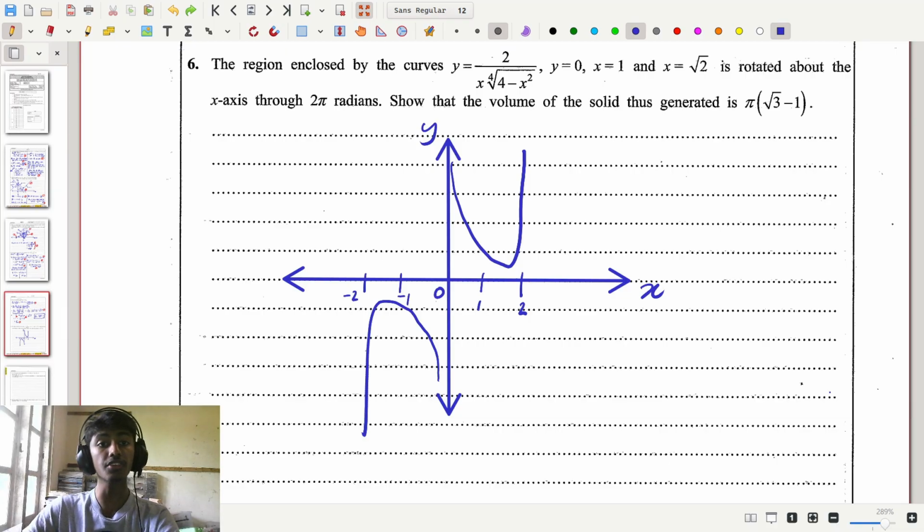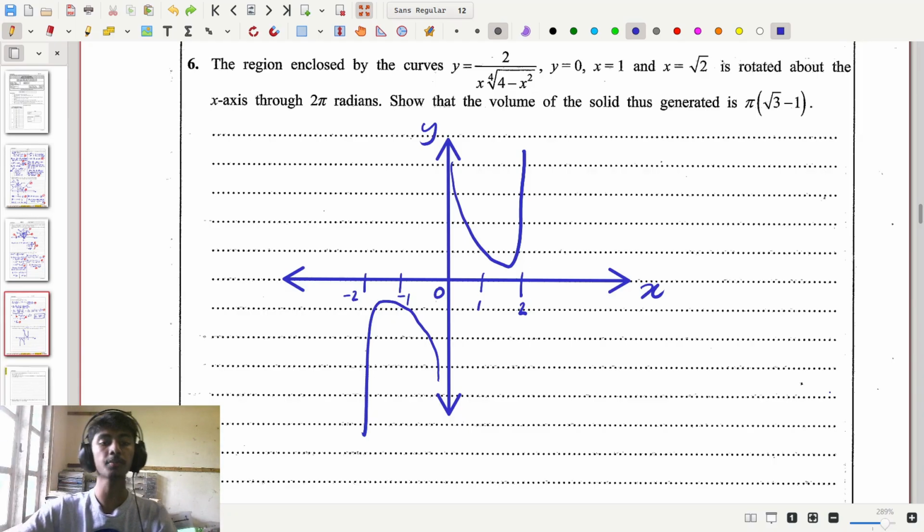The question says the region enclosed by the curves y equals 2 over x times the fourth root of 4 minus x squared, y equals 0, x equals 1 and x equals root 2 is rotated about the x-axis through 2 pi radians. So basically we have a region that is enclosed by these four curves, and we take that region and rotate it through 2 pi radians, a full circle, about the x-axis.